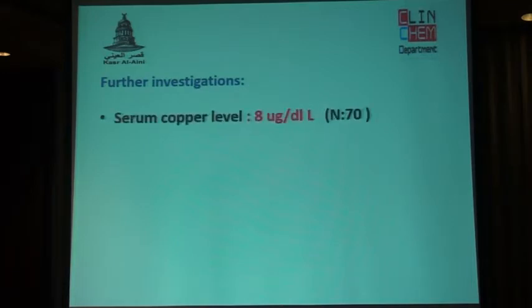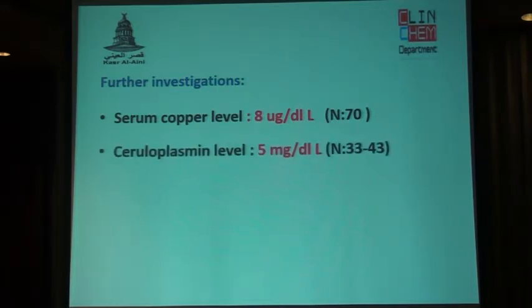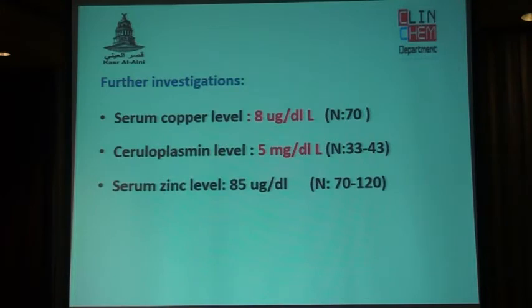The next step was to assess the serum zinc level and serum copper level, and it was very low. It was 8 microgram per deciliter. The normal level is 70 microgram per deciliter. We measured it twice from 2 different samples, and it was very low in both samples. Also, the ceruloplasmin level was very low. It was 5 milligram per deciliter. The next step was to assay the serum zinc level. However, the serum zinc level in this patient was normal.